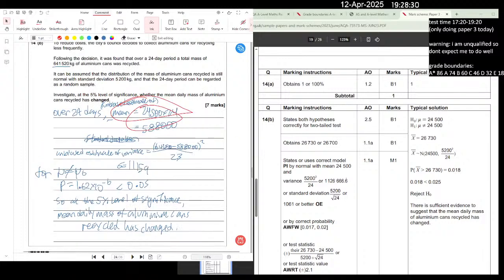X and 24,500, then 5,200 square over 24. Okay, so that's not the right number either. Yeah, 5,200 square over 24 is the variance. I don't know why I did that. This is wrong.